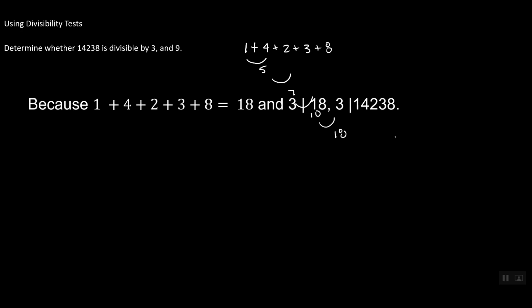Let's check this on another number, 14,238. So if we want to check to see if that number is divisible by 3, we need to add the digits. One plus 4 is 5, 5 plus 2 is 7, 7 plus 3 is 10, 10 plus 8 is 18. 3 does divide 18, therefore 3 divides the larger number. 9 divides 18, therefore 9 also divides the larger number. So in this case, both tests passed.